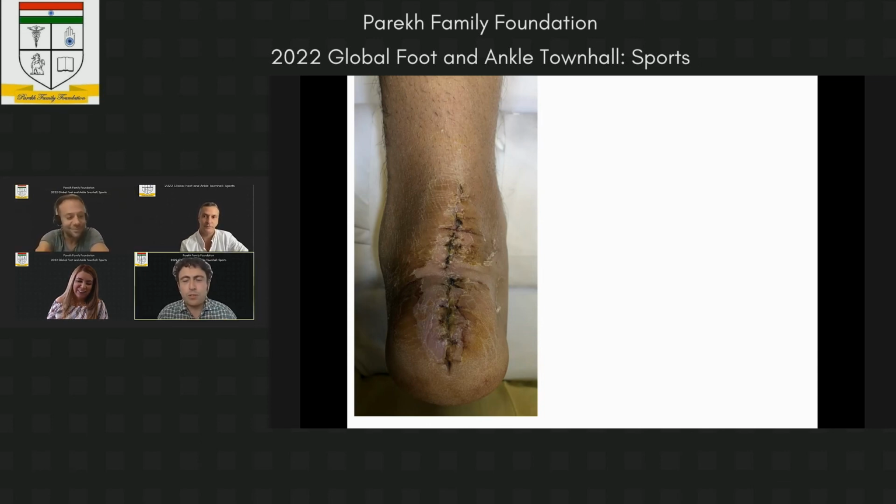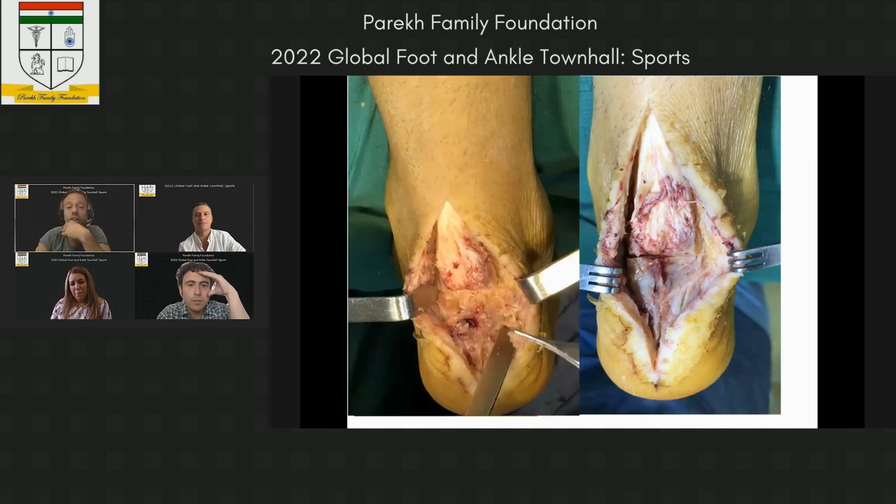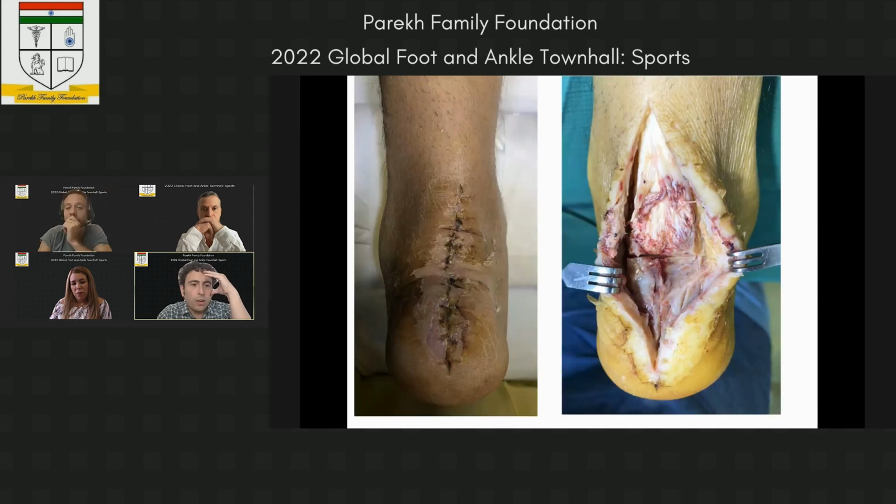So my question is, when you say I took everything out, I understand you took the anchors, the sutures, and how much tendon was debrided, more or less? Okay, good question, because I will show you something. This was the tendon and the bone.